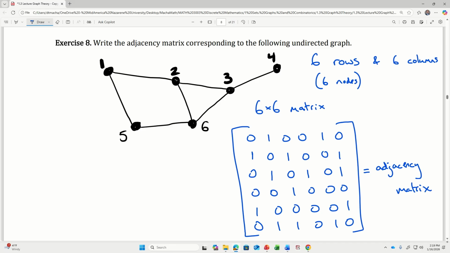Okay, any questions about how we did that? Super clear? Surprisingly no. Okay.